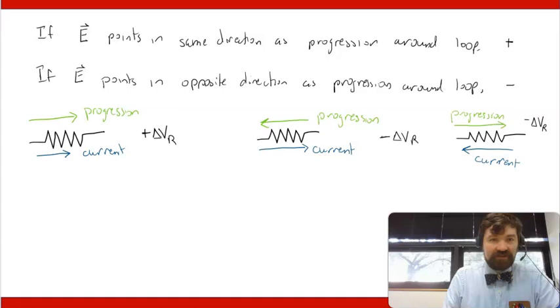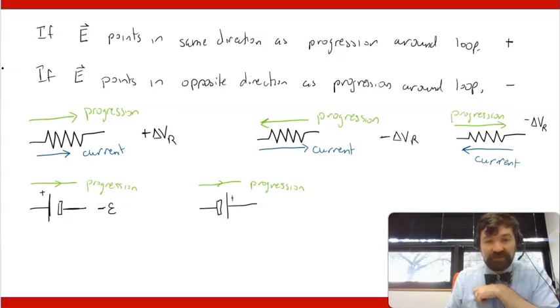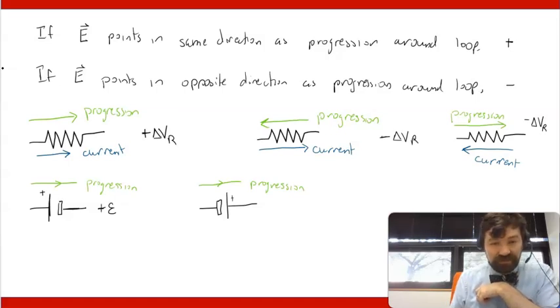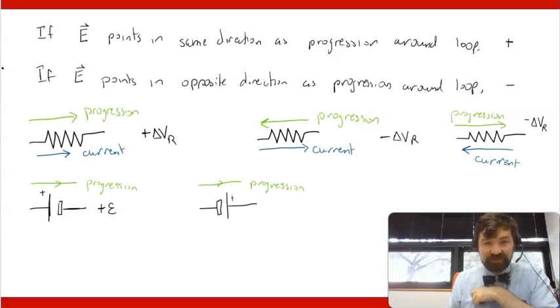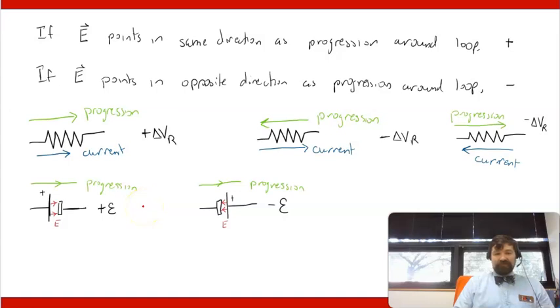Now let's consider a battery. For a battery, if my progression takes me through the battery from the plus to the minus terminal, then I count that as a negative EMF. And if I go from the minus terminal to the plus terminal, that's a positive EMF. Note that the E fields, if I drew them, would maybe look like this. So with the field, positive, against the field, negative.